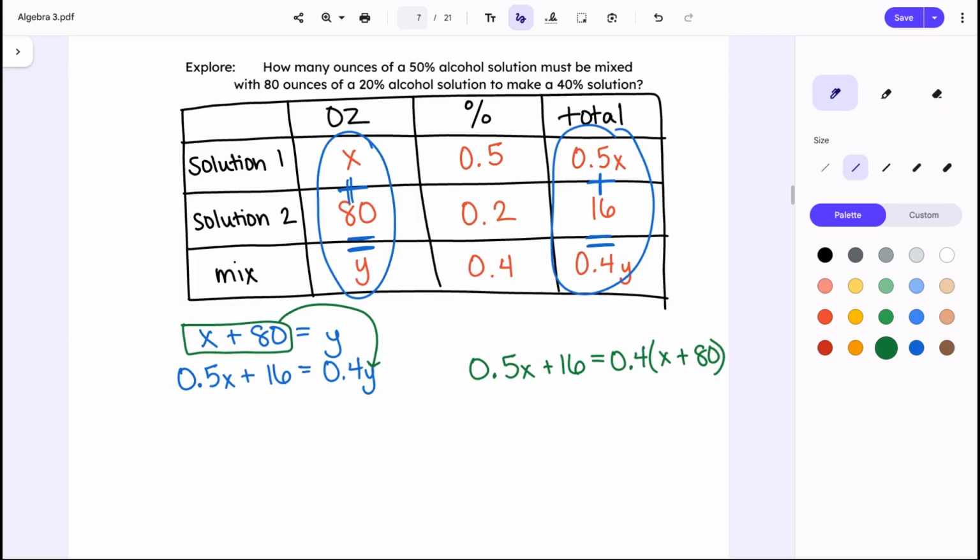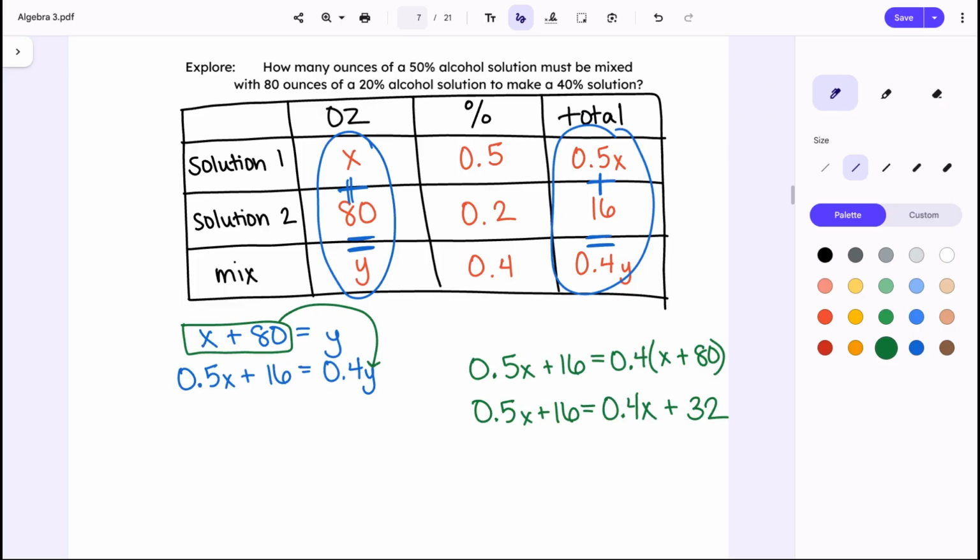Okay, so I would distribute the 0.4 to the x plus 80. So this would say 0.5x plus 16 equals 0.4x, and then someone double check me here. 0.4 times 80 would be 20, I believe, but can someone check that for me? 32? Yeah. Where did I get 20 from? Oh, because I was thinking of dividing by... I was thinking that 0.4 was a fourth for some reason, and it's not. Okay, not 20. 32, you said.